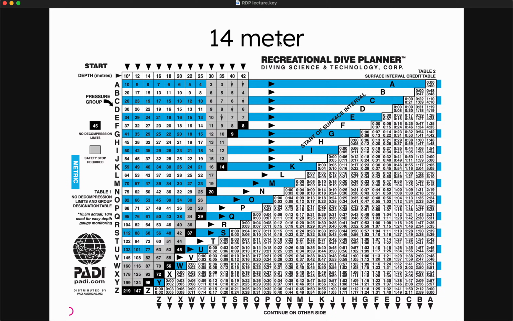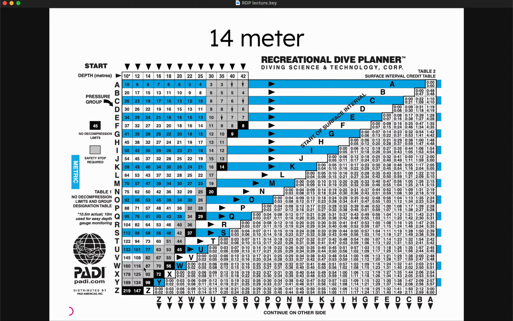So for example, if I wanted to dive to 14 meters, which is about 56 feet or so, I can go to the 14 meter column, and if I spend, for example, 19 minutes at 14 meters, I'll be in pressure group C. If I spend 32 minutes at 14 meters, I'll be in pressure group H. And if I want to find that no decompression limit at 14 meters, I can go all the way down till I reach that black box. And 98 minutes is going to be my no decompression limit at 14 meters.